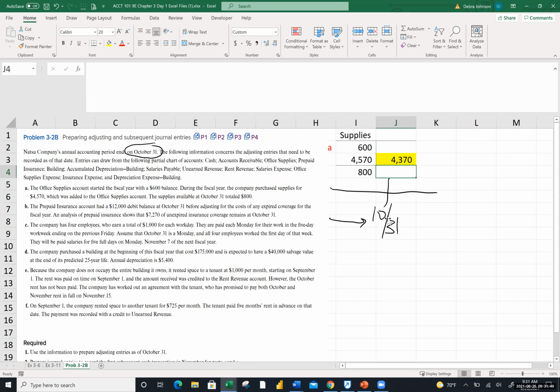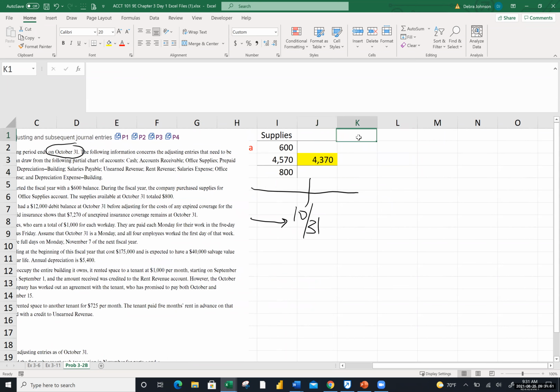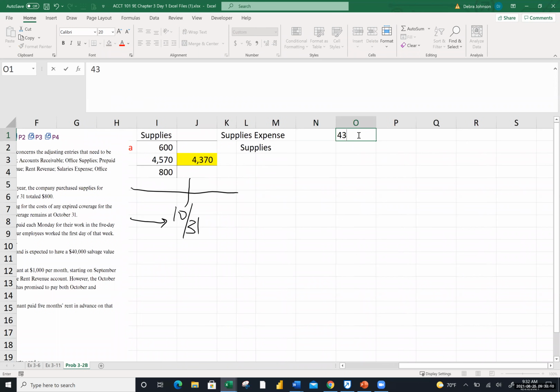They asked us to do the journal entry. So we'll come over here. I'm going to make a couple small columns so I can indent. Supplies expense and supplies, $43.70.